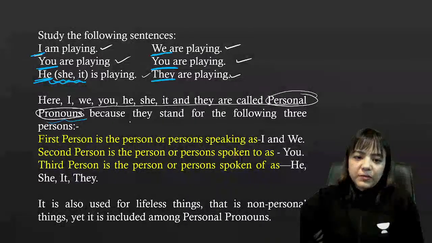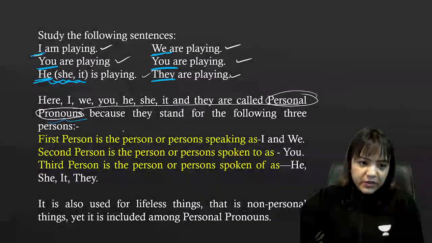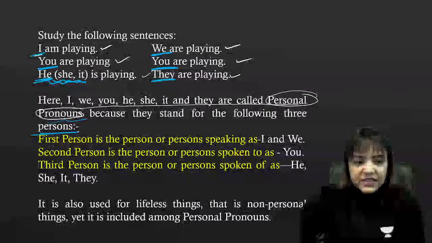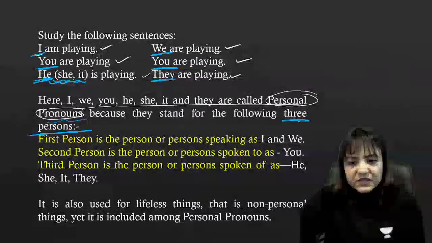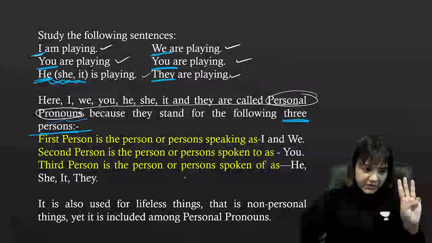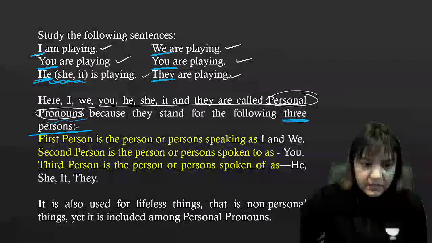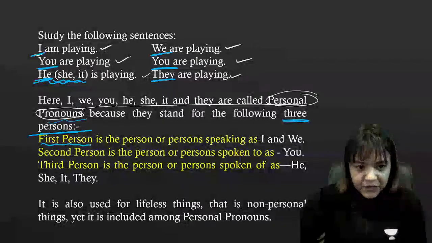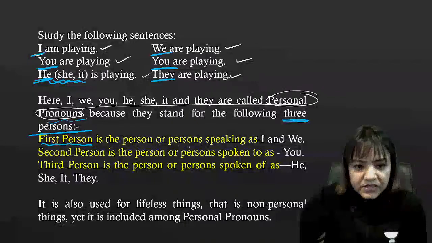Why are they called personal pronouns? Because they stand for the following three persons, okay? They stand for three persons. What are the three persons? First person. Who is the first person? The person or persons speaking, okay?